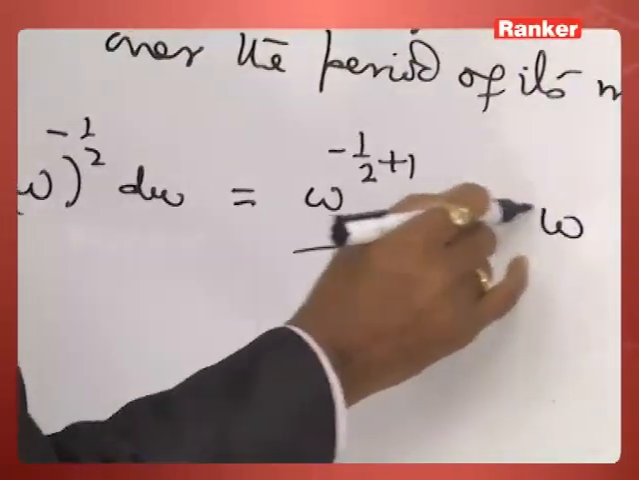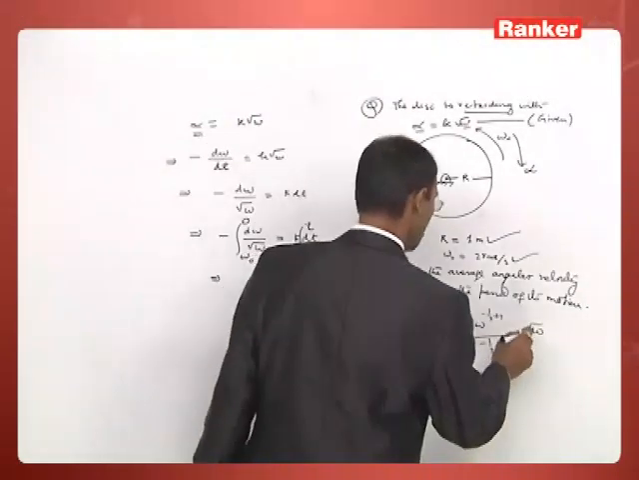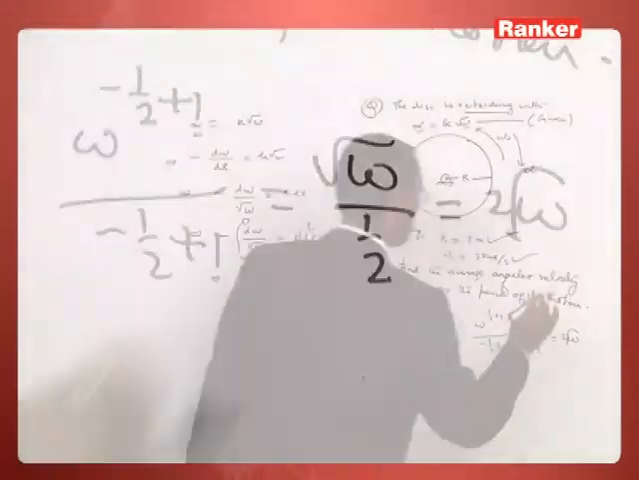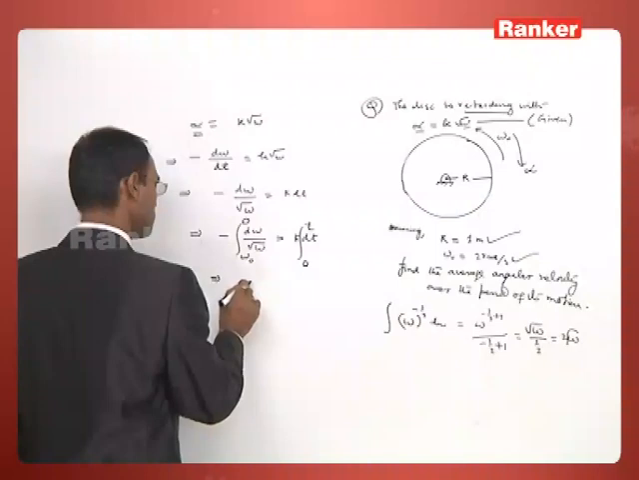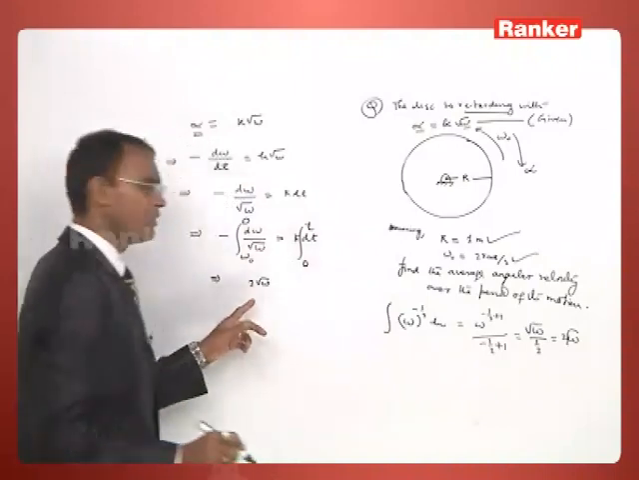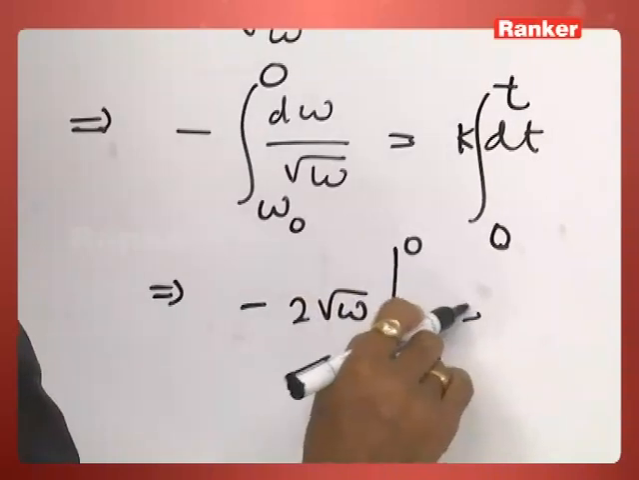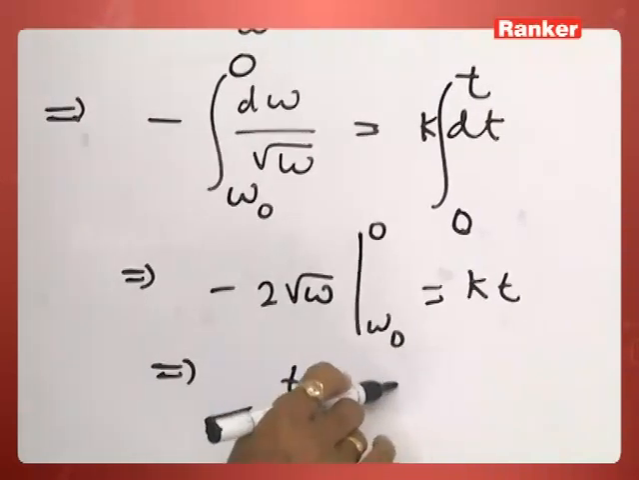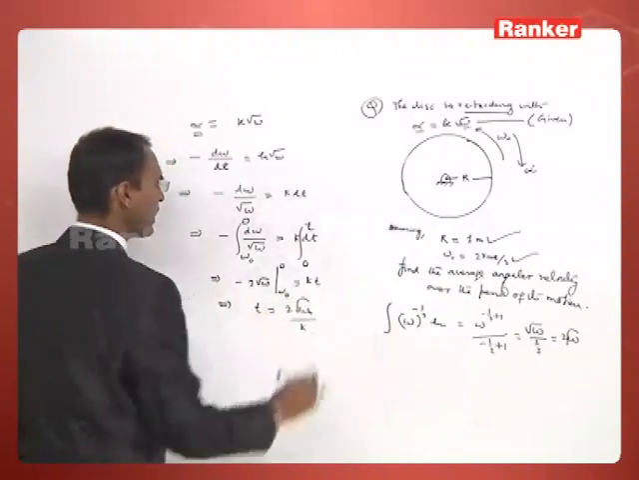That's equal to square root of omega by 1 by 2, that's equal to 2 into square root of omega. So after evaluating this integral, this will be 2 into the square root of omega, from omega naught to 0, equal to k into t. This gives us t is equal to 2 square root of omega naught upon k. This is the total time.